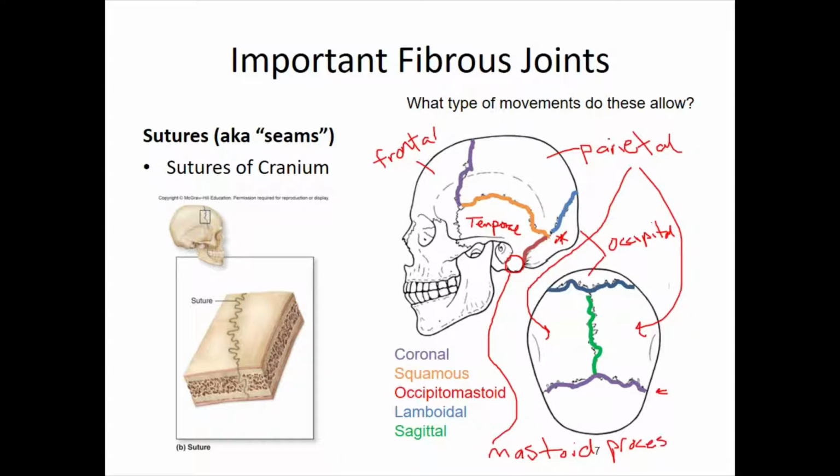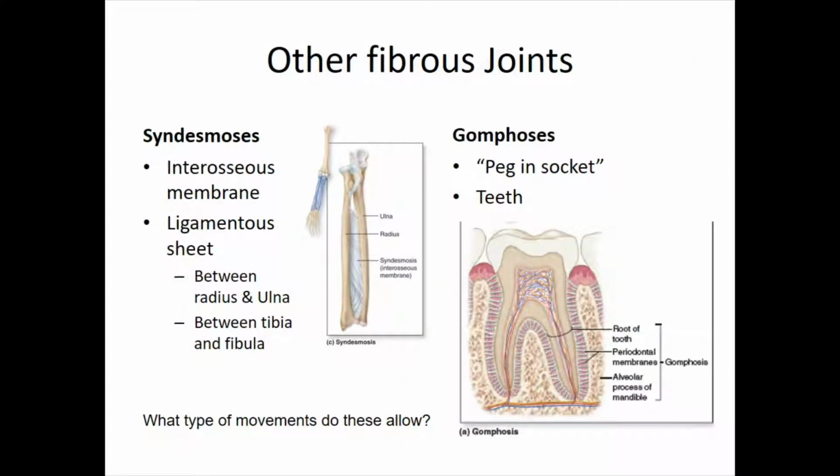Other fibrous joints include syndesmoses. Syndesmoses are classified by having an interosseous membrane. This is a ligamentous sheet. There's one between the radius and ulna, and there's one between the tibia and the fibula. There's also some in your ankle, although these are the biggest ones. Syndesmoses, how did we classify that movement? We classified it as an amphiarthrosis, so slight movement making it an amphiarthrosis. This allows for the rotation, especially as we pronate and supinate our forearm.